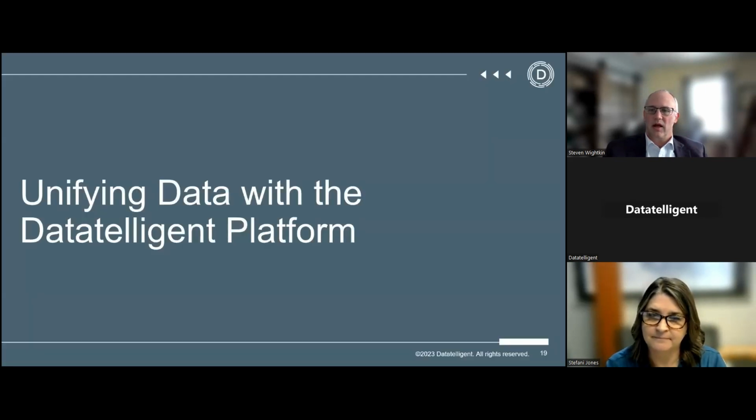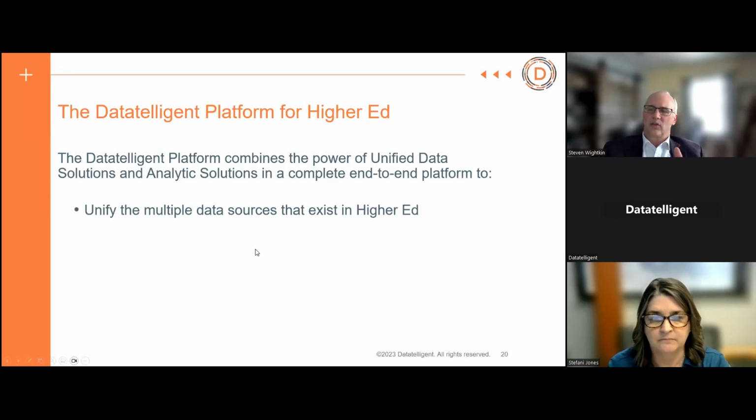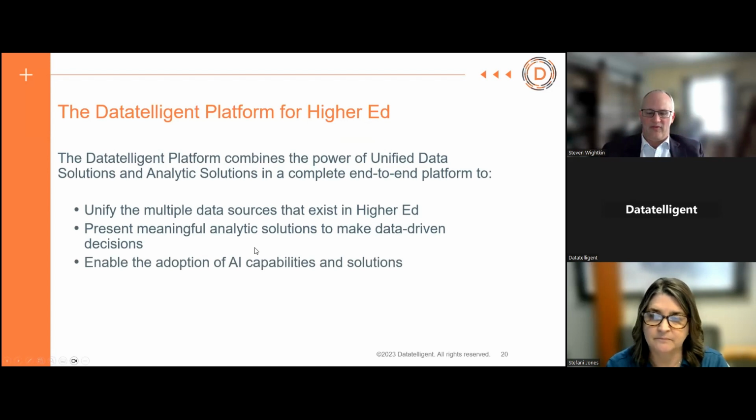Okay, thank you, Chris. Let me just jump in here a little bit around the platform, the Datatelligent platform, because maybe this will answer some of the questions that folks had around the AI and other things along it. So the nice thing about the platform is it provides an end-to-end solution or platform to unify multiple data sets that exist in higher ed. And then from there, you can build your data sets to drive your analytic solutions. And then you have a foundational component that you need to pull in your AI capabilities to add to your solutions.